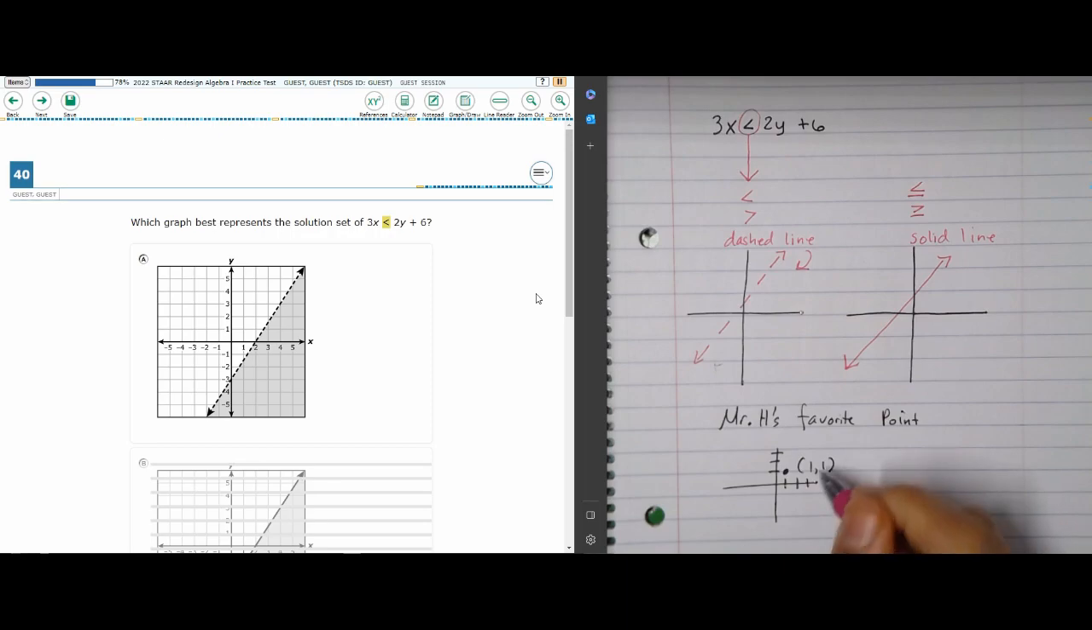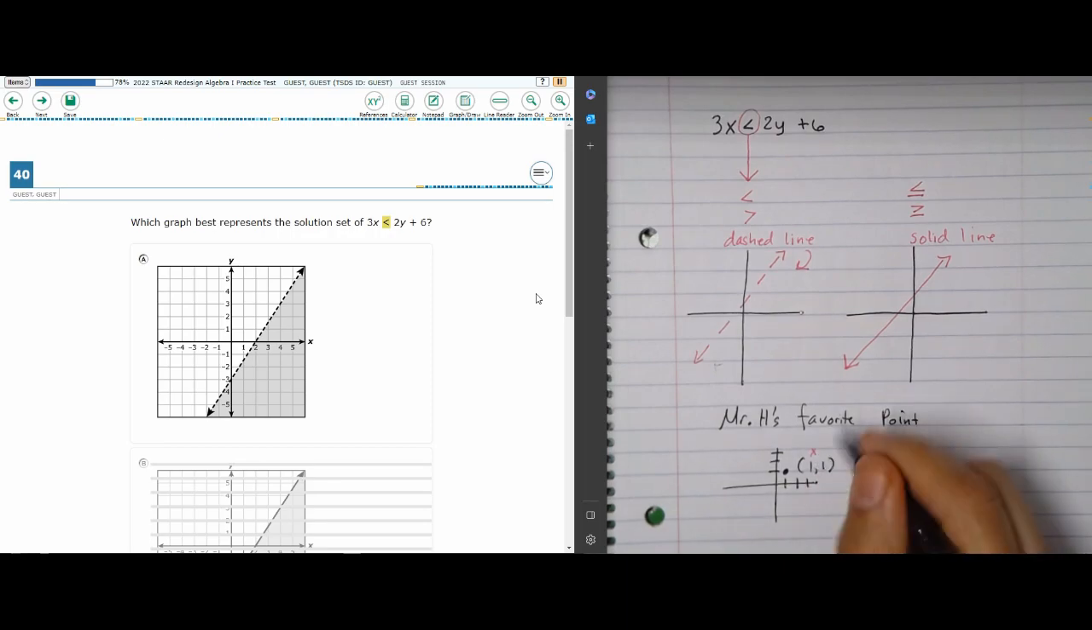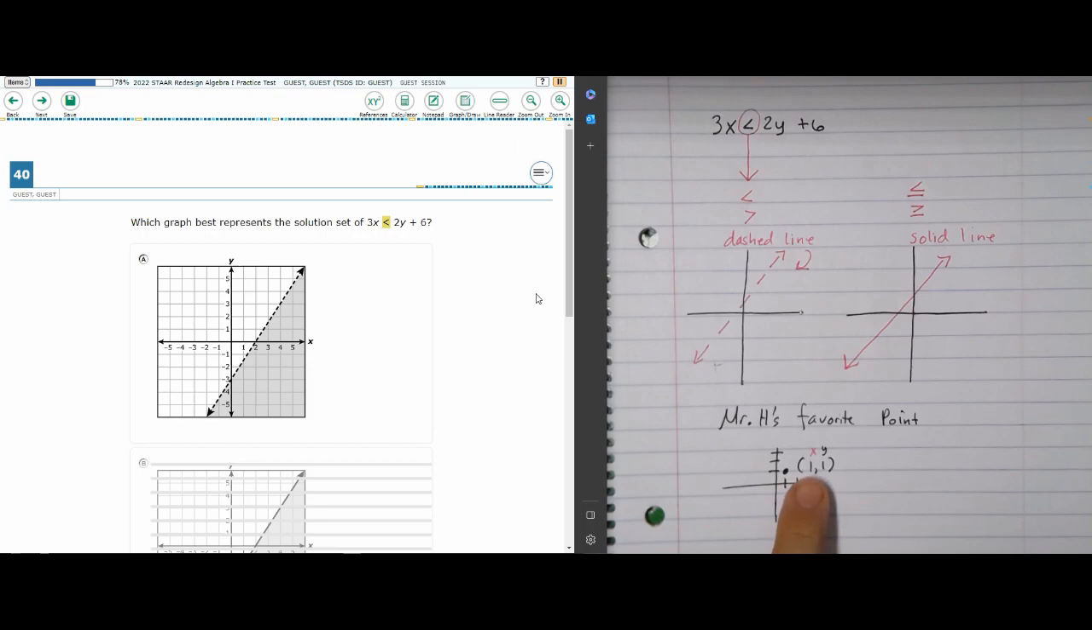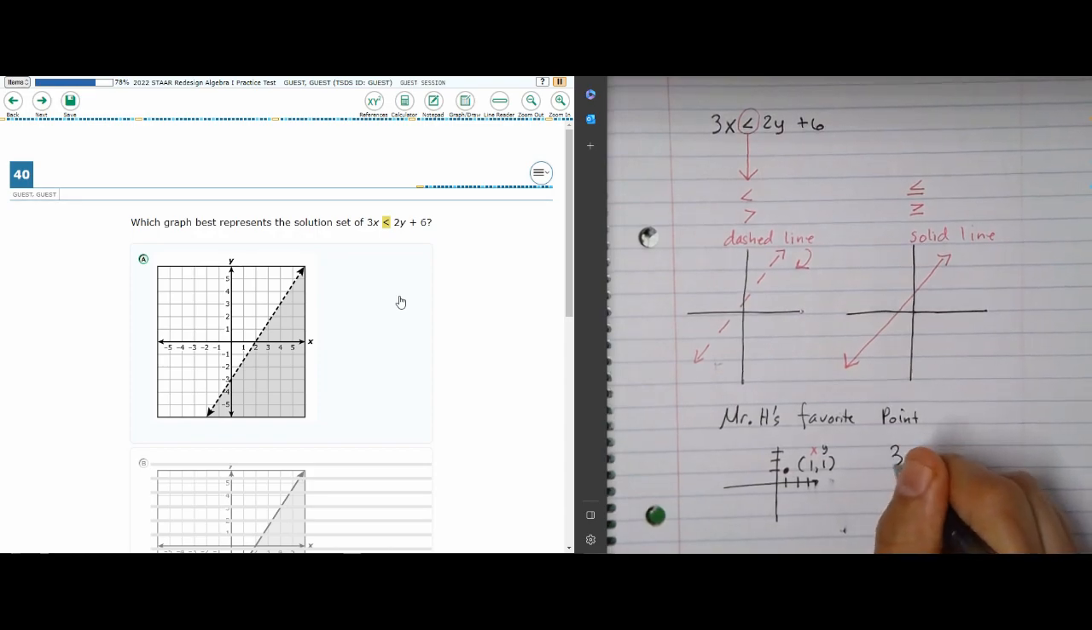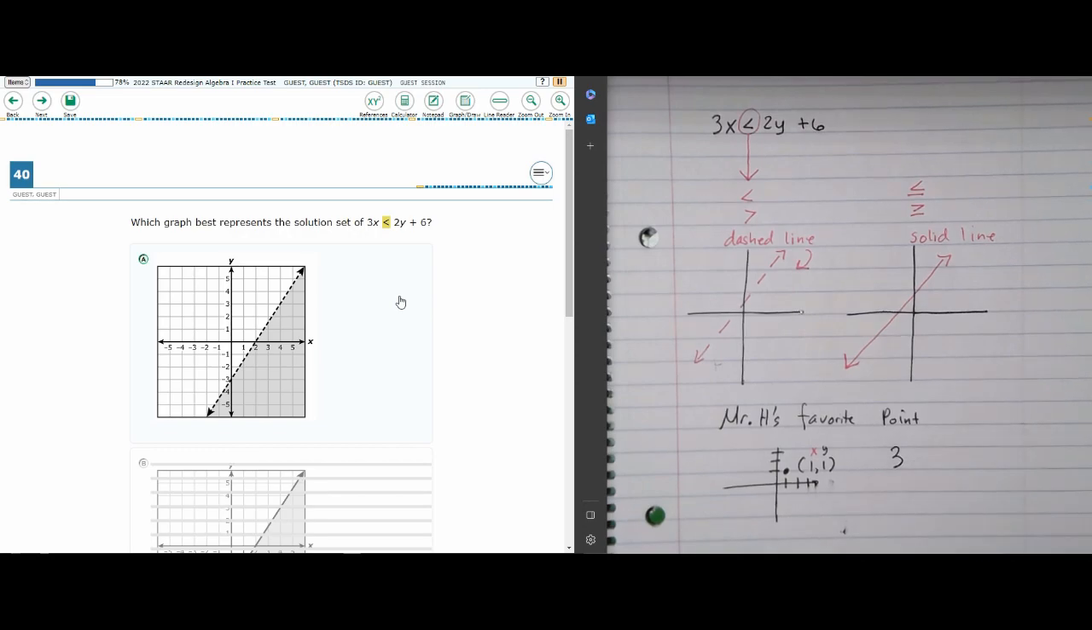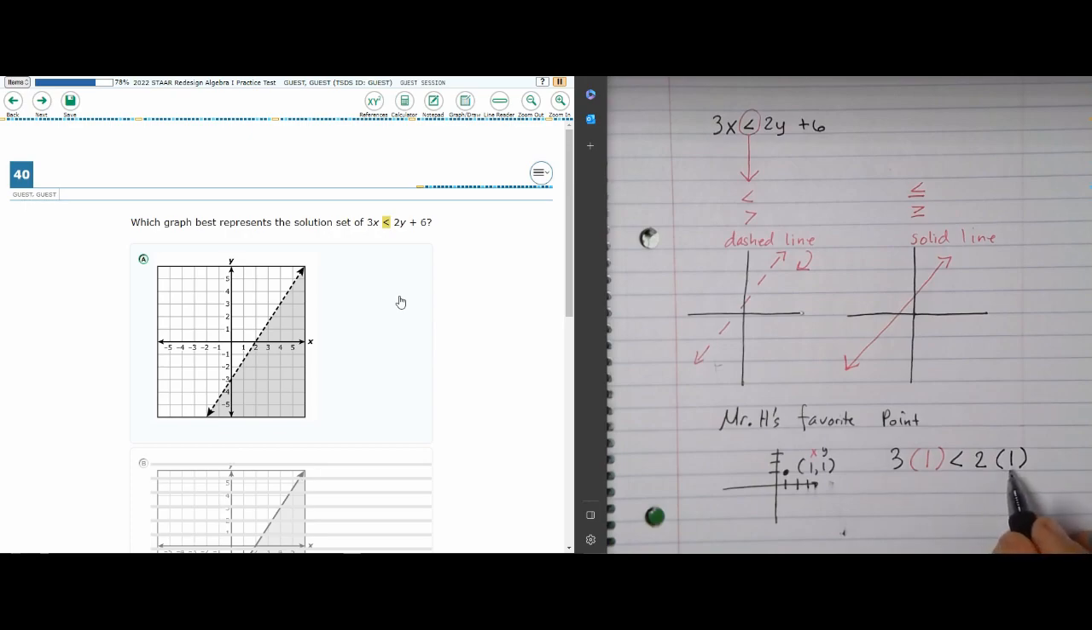And that's because they're both the same number. That's my x value, that's my y value. And all I'm going to do is substitute the x value into my equation for this x after the 3, which is 1. And then I'm going to substitute my y value of 1 in place of the y that comes after the 2. In other words, if I were to write this out, I would have 3, and then instead of an x, I'm going to put my x value in parentheses of 1, and then we would have is less than 2, and then we're going to put our y value of 1 in place of the y, and then we're going to have plus 6.